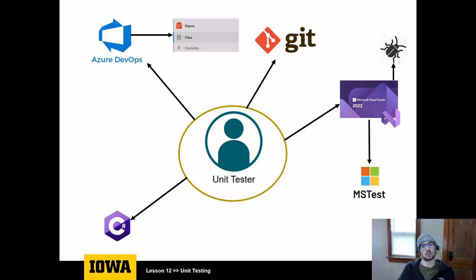So unit testers also write code. A debugger is always helpful for testing. And the tool we're going to look at is a unit testing tool, a unit testing framework, you might hear it called. There's many of these out there. The one we're going to use is MSTest because it comes with Visual Studio. But there's a lot of great ones out there.